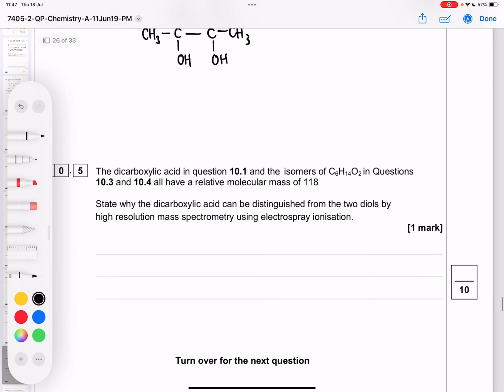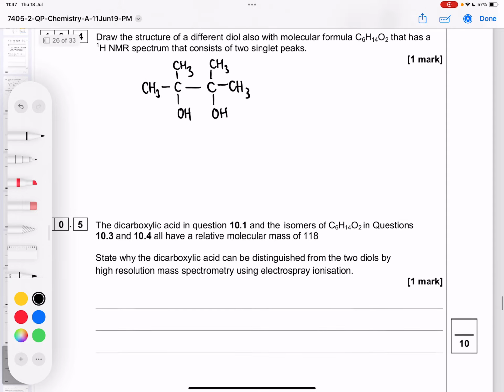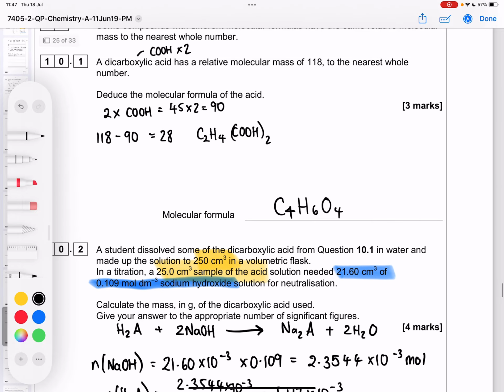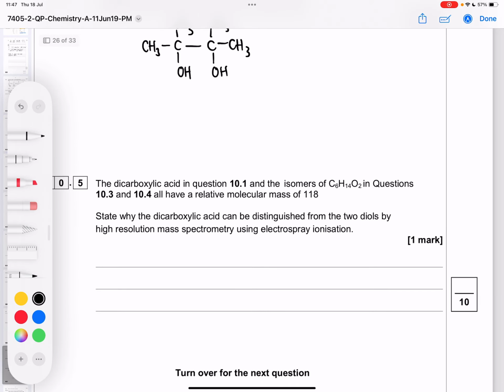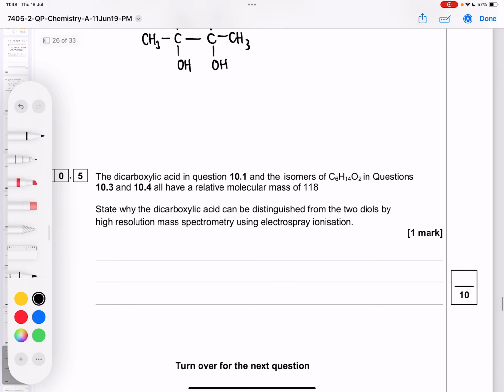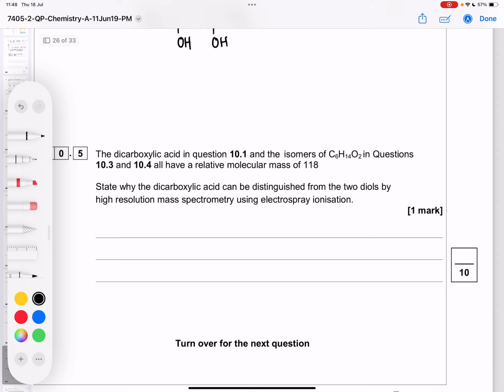The dicarboxylic acid in 10.1, C4H6O4, and the isomers in questions 10.3 and 10.4 all have the relative molecular mass of 118. State why the dicarboxylic acid can be distinguished from the two diols by high resolution mass spectrometry using electrospray ionisation. The electrospray ionisation part is not really relevant. The point is it's high resolution mass spectrometry.